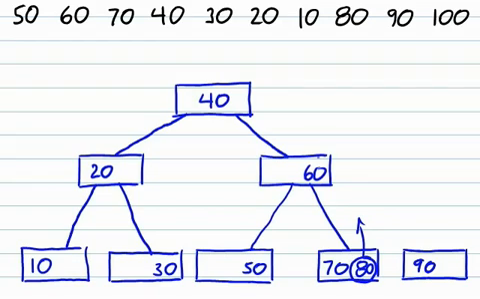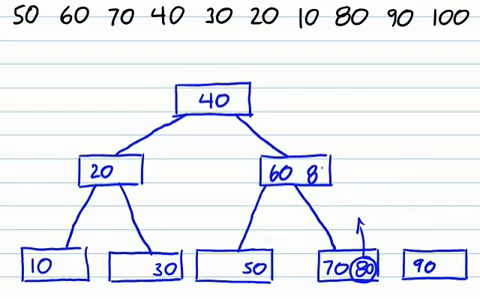And when 80 gets pushed up into the parent, well, this node over here is now going to have 3 children. And let's just redraw it to make it clearer that, in fact, this is going to be less than 60. This value here is going to be between 60 and the value we've pushed up, which is 80. And this child over here contains value greater than 80, which is 90.